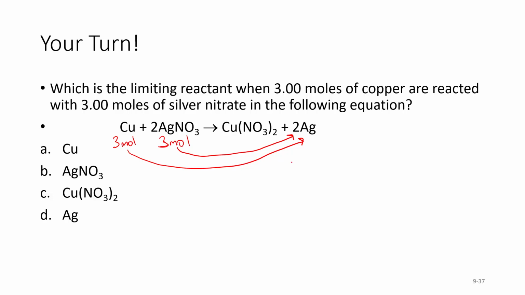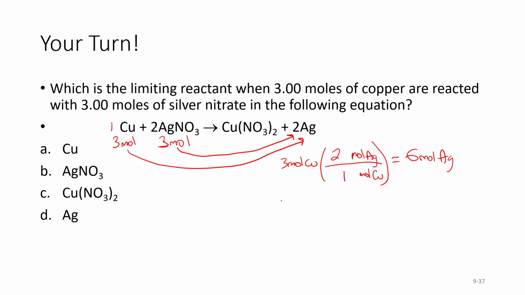So 3 moles of copper, 2 moles of silver, and I'm going to use the coefficients that are found here because we're right into our mole to mole ratio. So 1 mole of copper for every 2 moles of silver, and we get 6 moles of silver.